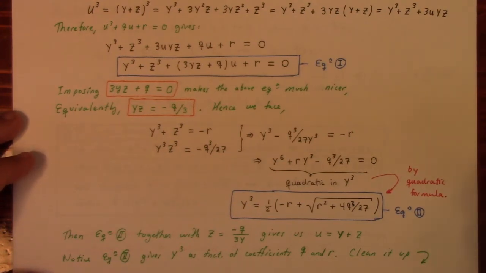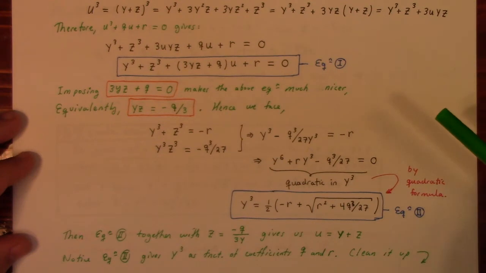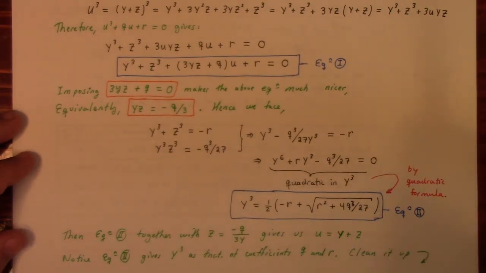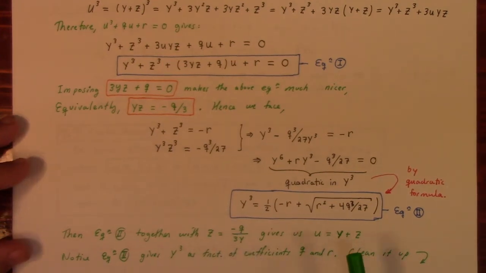And great. So equation 2 gives us a solution for y cubed, which then, once we know that, we can go back and figure out z cubed from up here, right? And, well, once you know y, this gives you y cubed, right? Then you can take the cube root of all that, and that gives you y. And then you put z, minus q over 3y, add those together, that solves the problem.